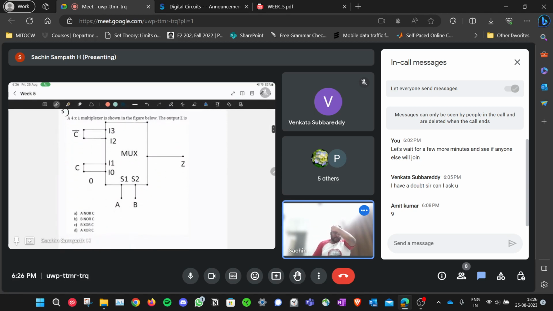Okay, what about this one? D. Why is it D?